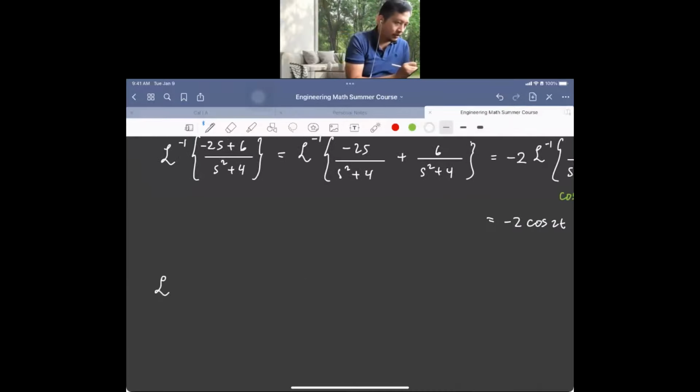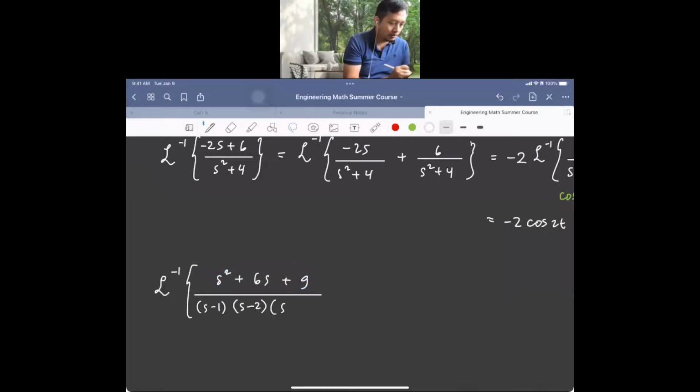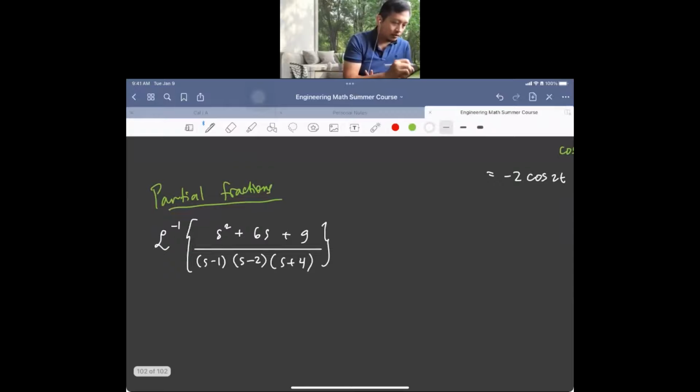Now what happens if we have the inverse of s squared plus 6s plus 9 divided by s minus 1, s minus 2, and s plus 4? Now we are going to take partial fractions. I hope you still remember partial fractions, okay? Partial fractions is actually one way to solve. And I think it's important because we are going to use partial fractions many times.